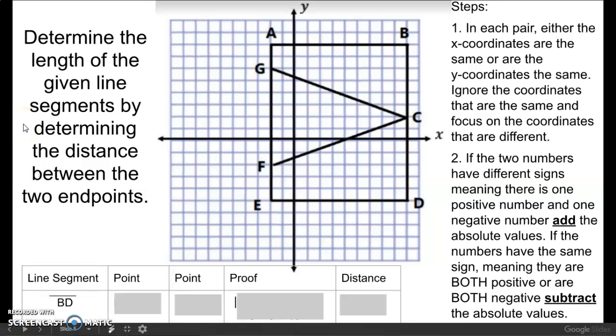For our next example, we're going to find the length of line segment BD. If you would like to try this example on your own, pause the video here, work out your answer on scrap paper, and then unpause the video when you're ready to learn the answer and go over the steps.